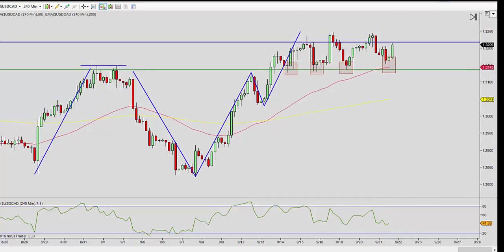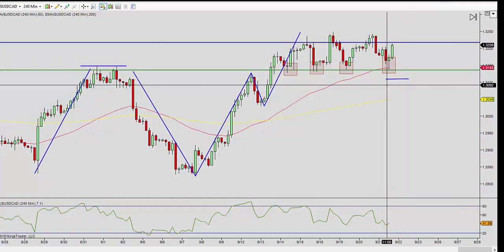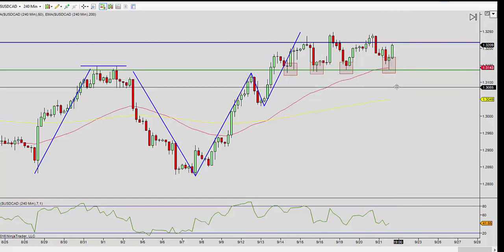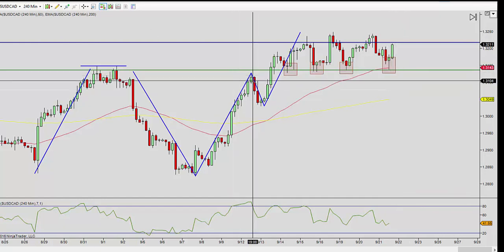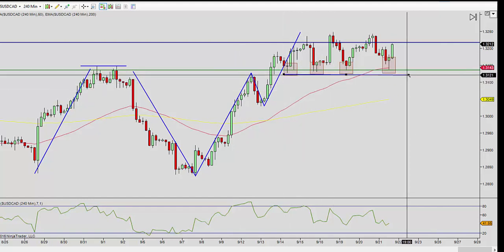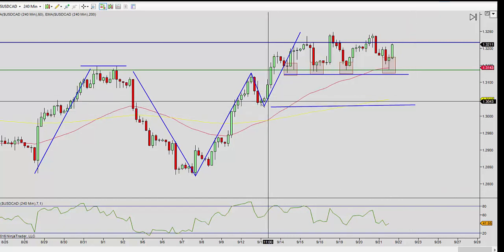Okay, so I'm long there. My stops obviously are going to be below here somewhere. Basically anywhere, I'll do that so it's a little bit clearer. My stop will be anywhere under this level here, anywhere between there, because this is the swing low point.